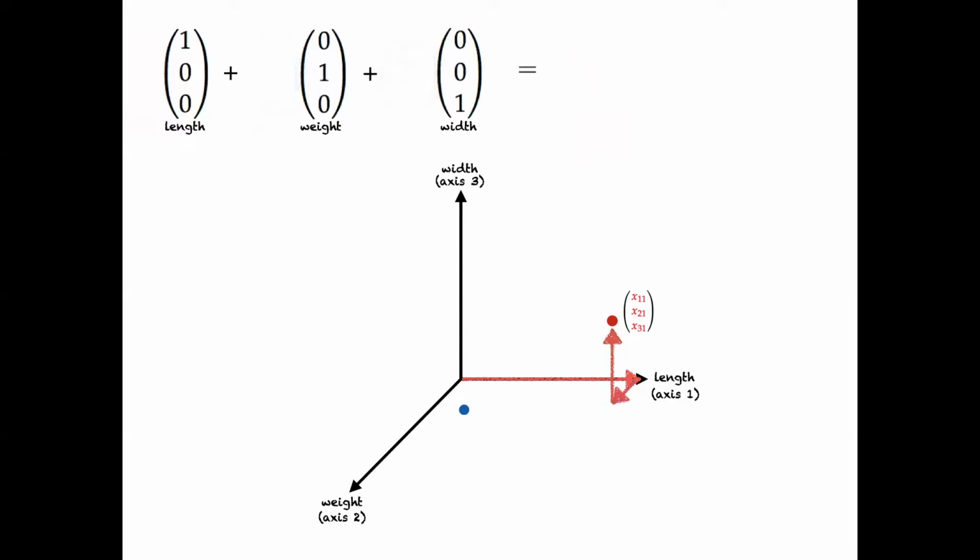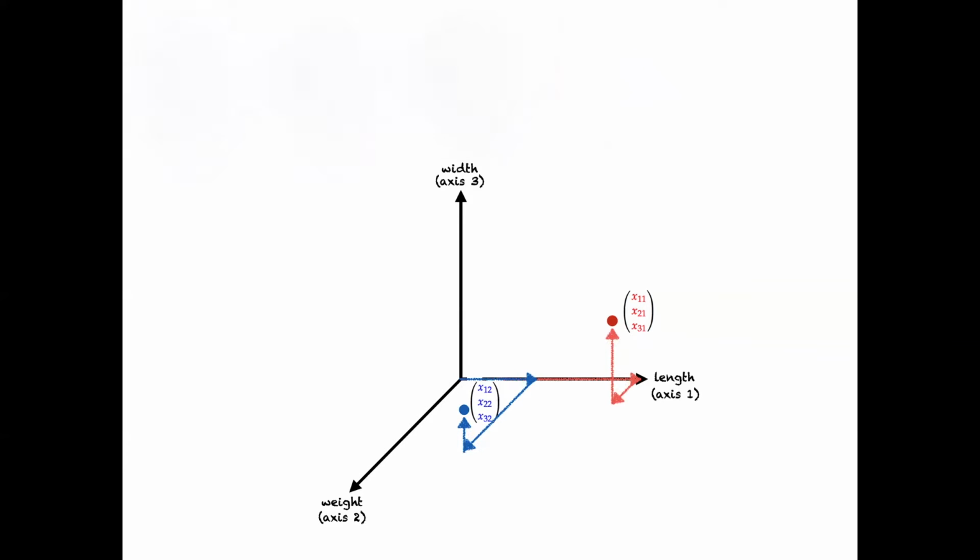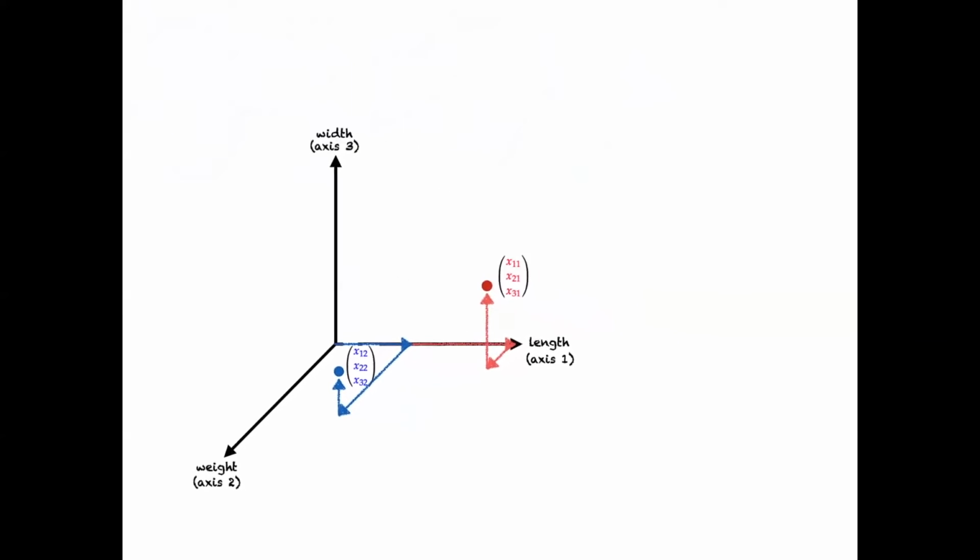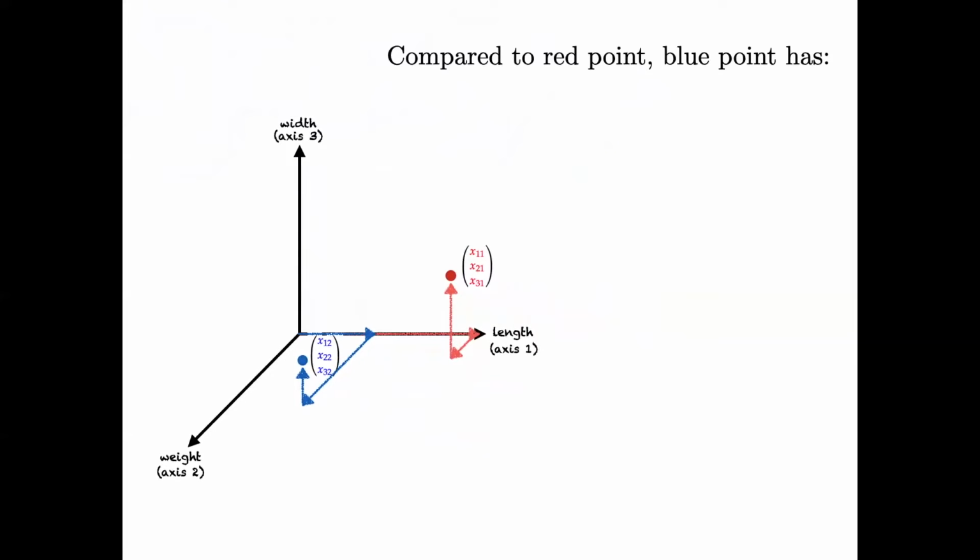Now let's do a different point. Let's make it a blue point and give it new coordinates. And again, these coordinates tell me how far to go along each direction to reach the blue point. And from this picture, we would be able to conclude that when I compare the red and the blue point, the blue point has a smaller length because its coordinate along the length axis is less. It has a smaller width, again, because it has a lesser coordinate, and a larger weight.